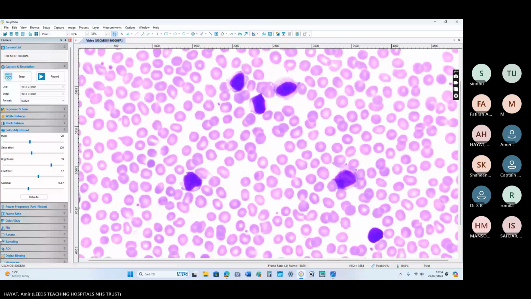SF3B1? Sorry, which one? SF3B1 and BIRC3. They're also associated with bad prognosis. Yes, they are associated with bad prognosis. And which system do you use for staging of CLL? You use two systems, the Rai and the Binet. Okay, right.